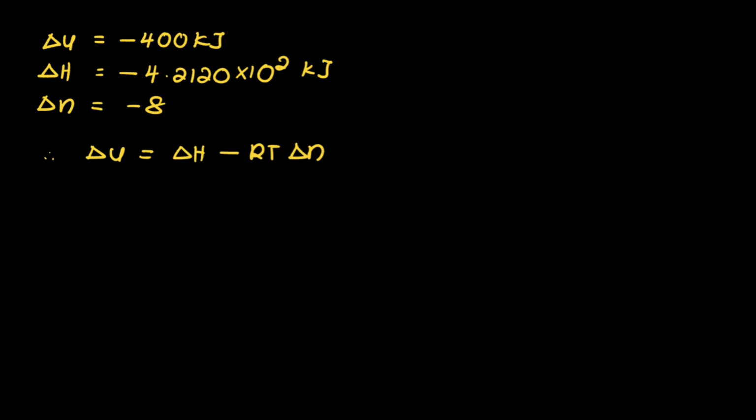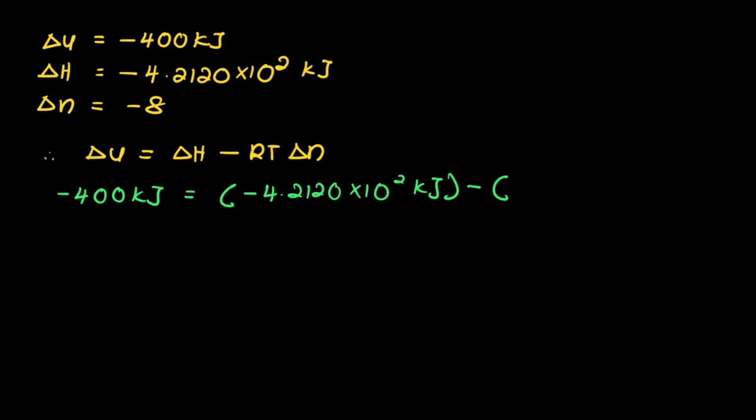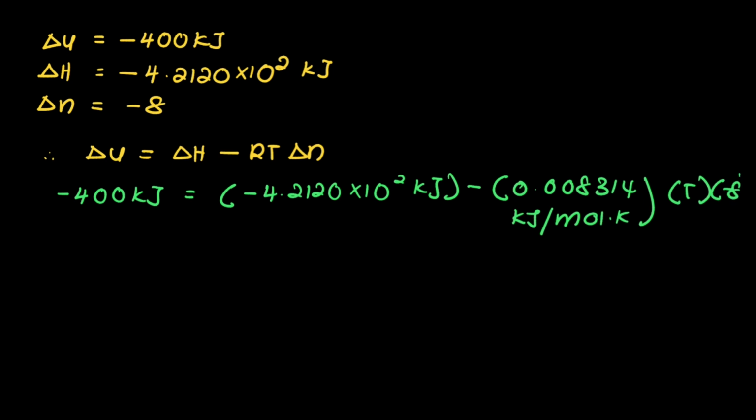Alright, so now we just have to plug all the values into the formula. Delta U is negative 400 kilojoule. Delta H is negative 4.2120 times 10 to the power of 2 kilojoule, minus R. Your R should be 0.008314, and the unit should be kilojoule per mole Kelvin. T is the one that you want to calculate, and delta N should be equivalent to negative 8.